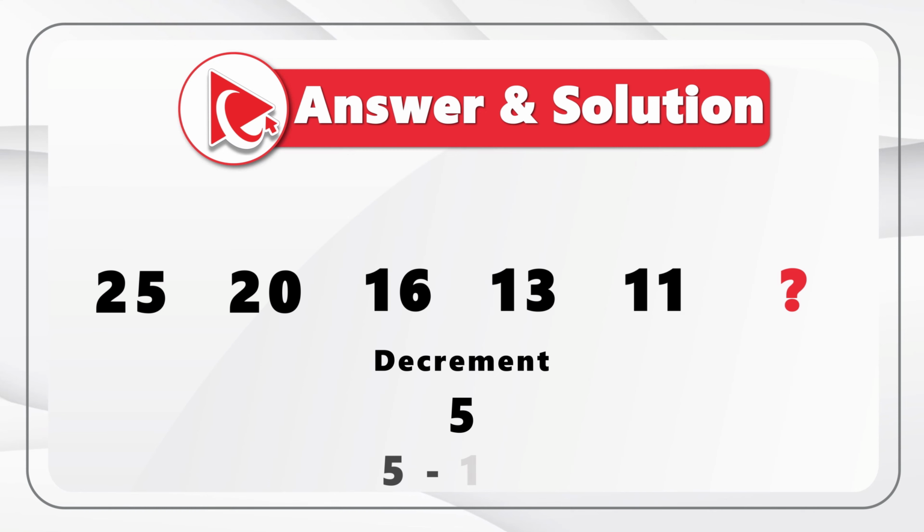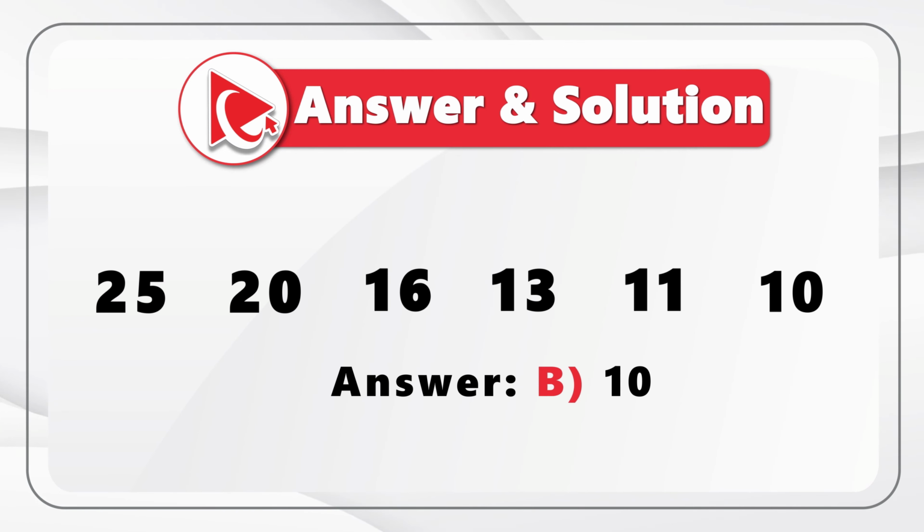Then we decrease the decrement by 1, and the decrement becomes minus 4. 20 minus 4 equals 16. 16 minus 3 equals 13. 13 minus 2 equals 11. And 11 minus 1 equals 10. So the correct answer here is choice B, 10.